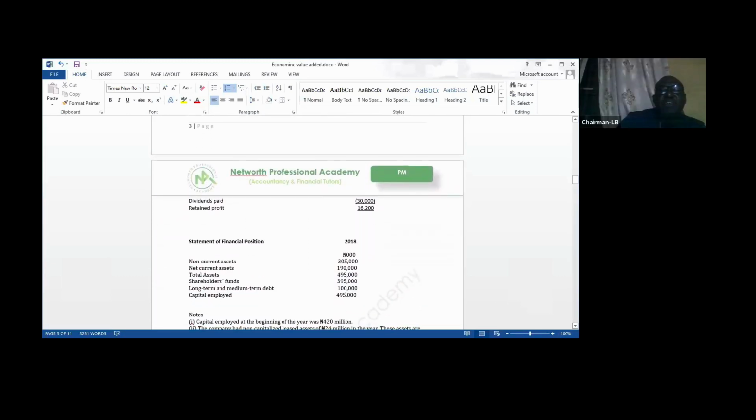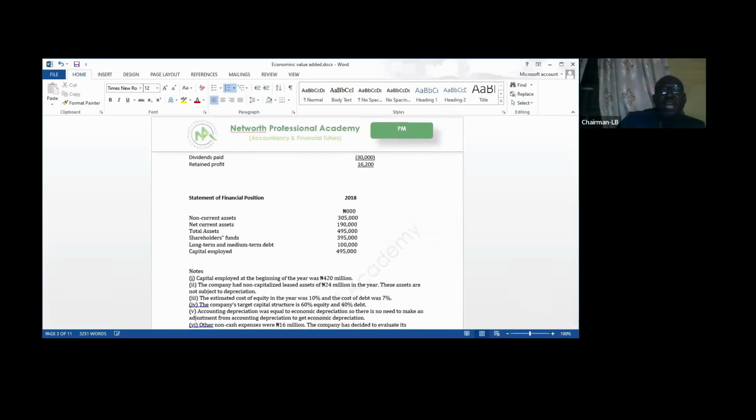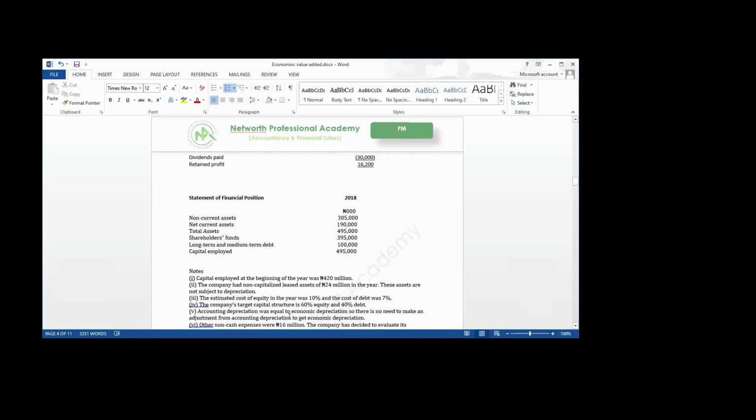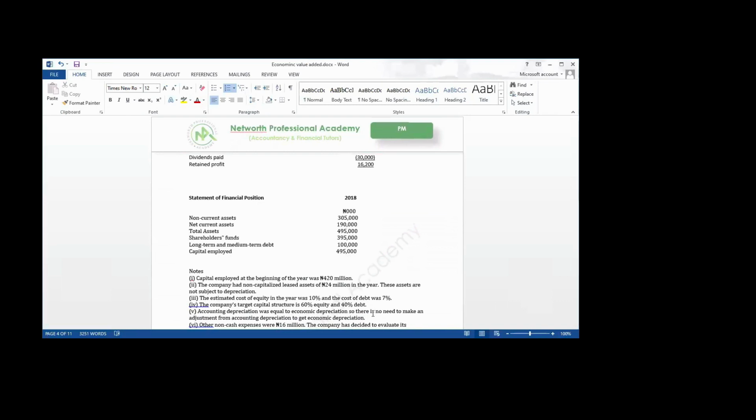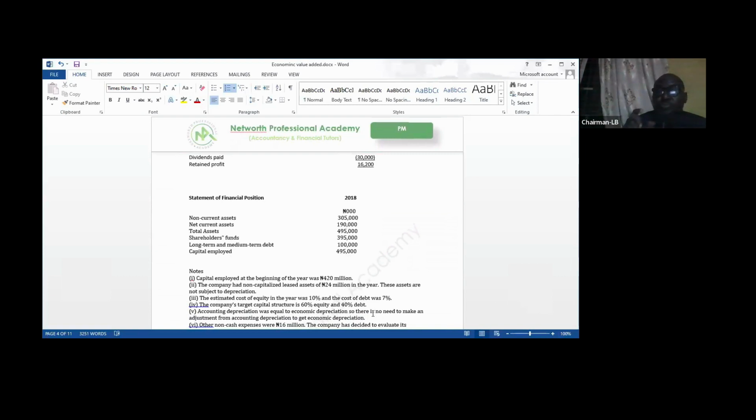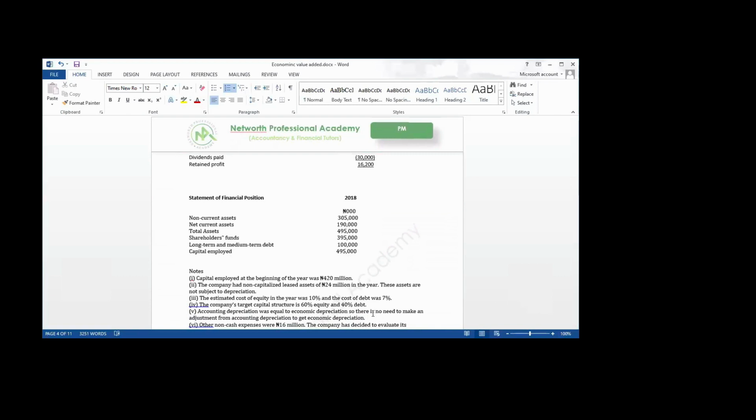Depreciation value is not available in this question. We are only told that accounting depreciation is the same as economic depreciation. That means what you are going to add back is equal to what you are going to deduct. You add back accounting depreciation, then you deduct economic depreciation. We can just ignore this item.